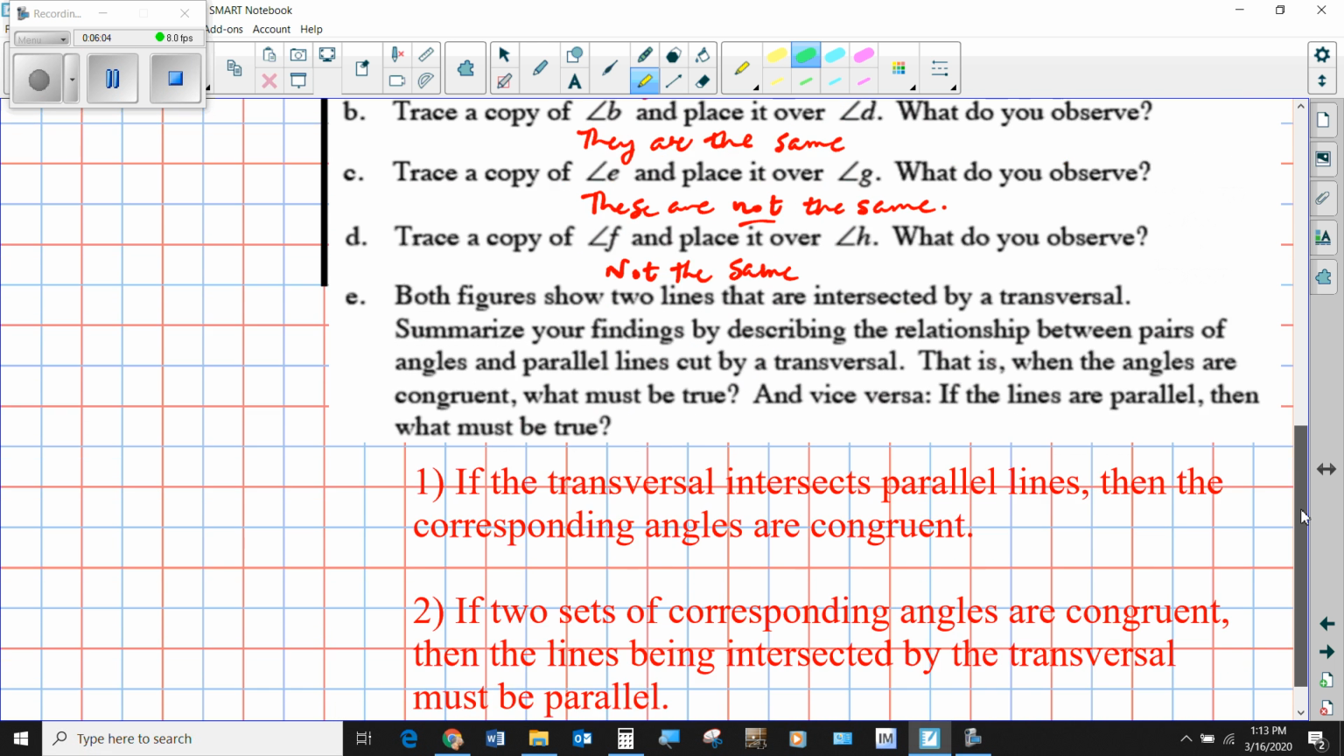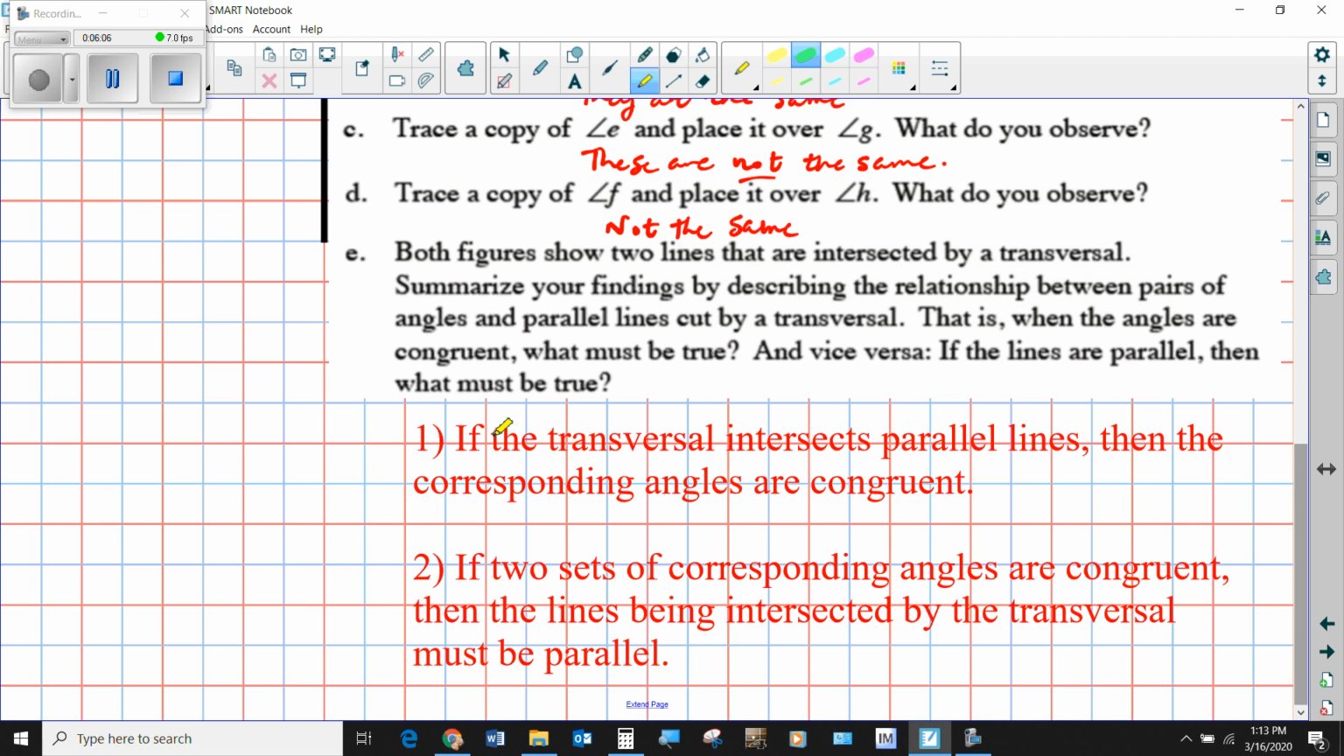So if we were to summarize what's happening here, we could say that if the transversal intersects parallel lines, then the corresponding angles are going to be congruent to each other. If the two sets of corresponding angles are congruent, then you must know that the transversal is intersecting parallel lines. So you can go back and forth between those. If they give you parallel lines, you know that the corresponding angles will be congruent. If they don't tell you whether the lines are parallel or not, but you know the corresponding angles are congruent, then you know they must be parallel.